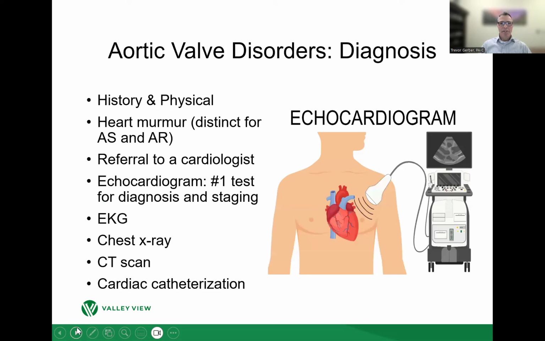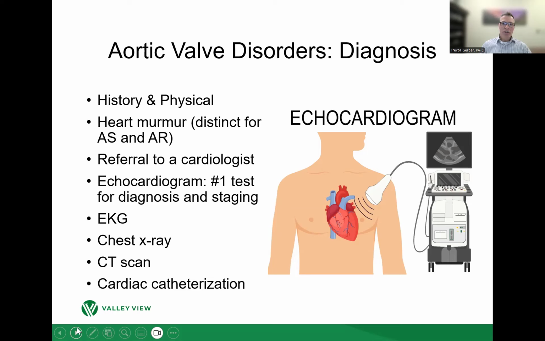So how do we diagnose aortic valve disorders? Oftentimes, a primary care provider or a cardiologist will put a stethoscope on a patient's chest and hear a murmur. A murmur is an abnormal audible sound of blood moving across a valve. Aortic stenosis and aortic regurgitation have distinct murmurs that a trained ear can pick up on.